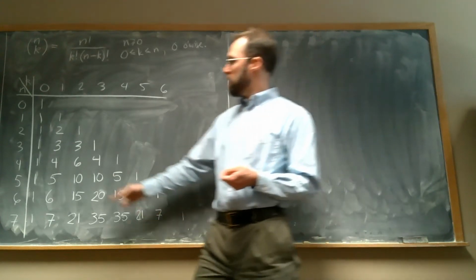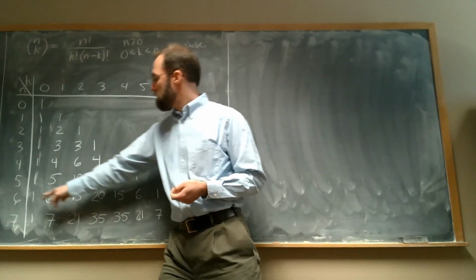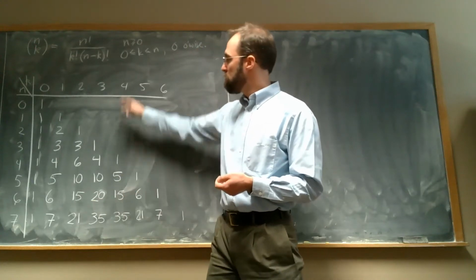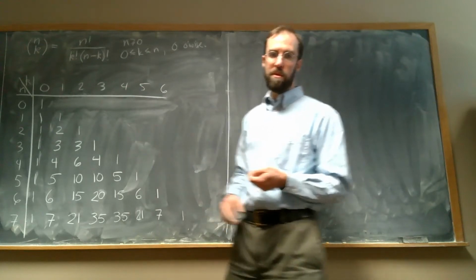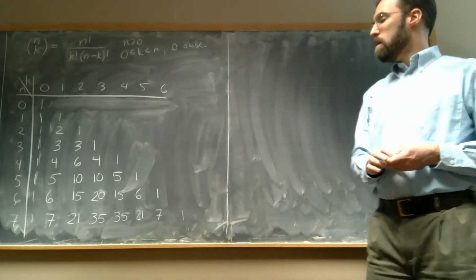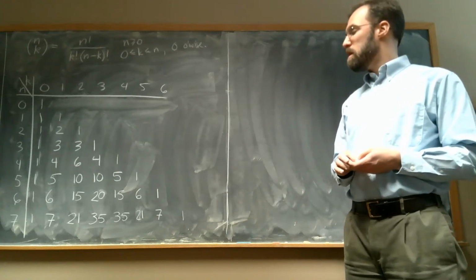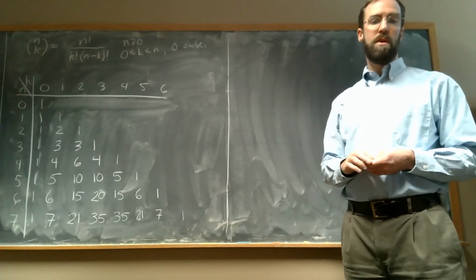For example, this 15 is 6 choose 2, and the other 15 over here is 6 choose 4, which is 6 minus 2. So that's where we're seeing that symmetry come up. There are lots of patterns that we could notice. Another one I want to talk about is what happens when we add up the numbers in each row.